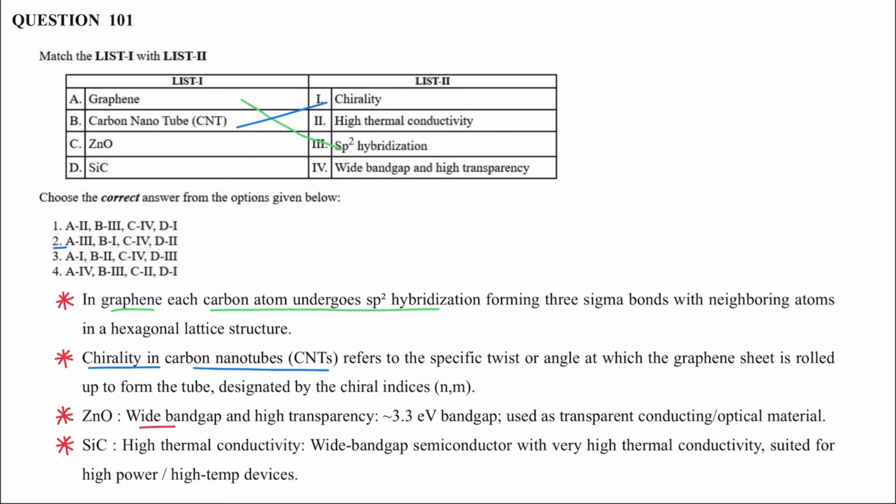It is having wide energy band gap and high transparency, around 3.3 electron volts is the band gap, used as transparent conducting or optical material. ZnO, zinc oxide, wide band gap and high transparency. Next is silicon carbide, SiC. It is having high thermal conductivity. Silicon carbide, D matches to 2. A3, B1, C4, D2. Correct answer is option 2.